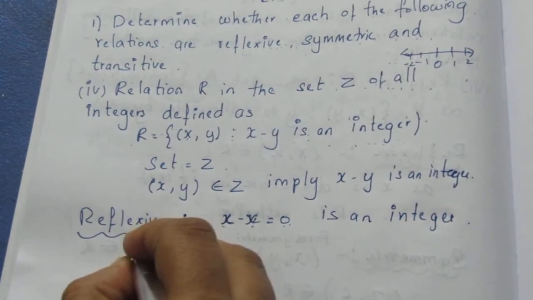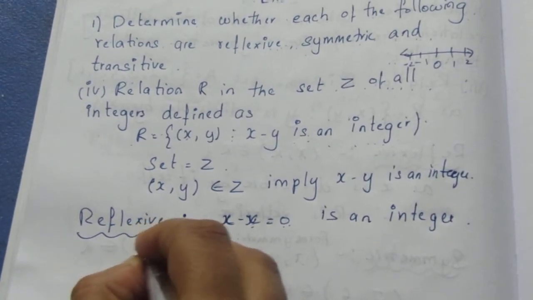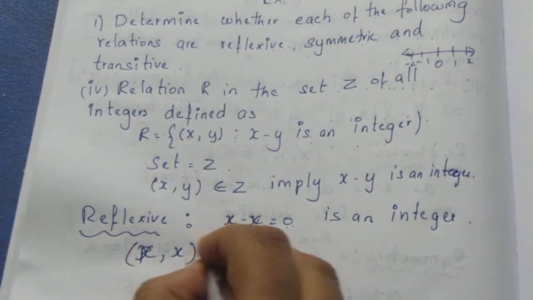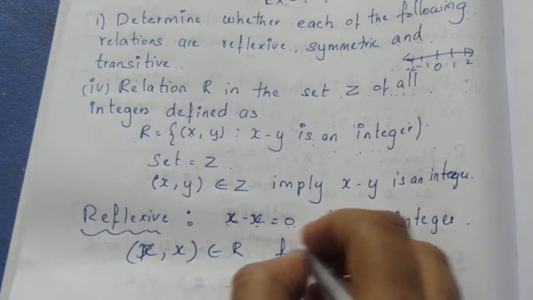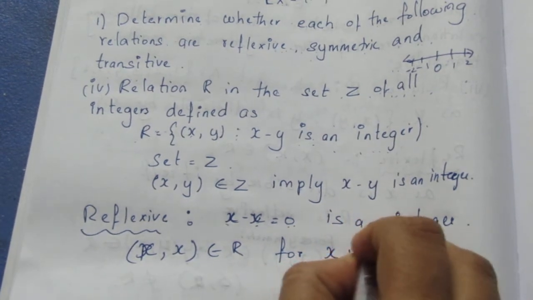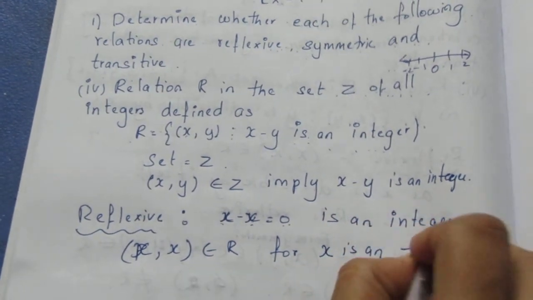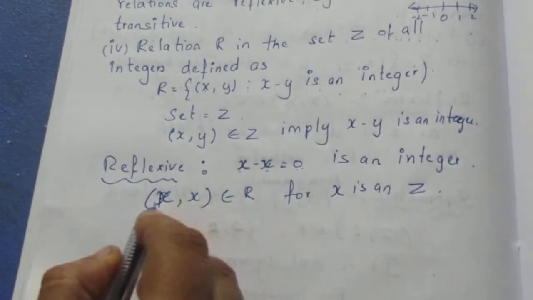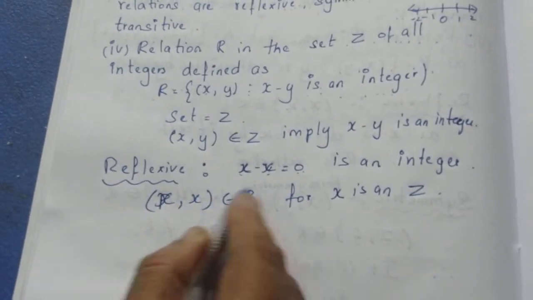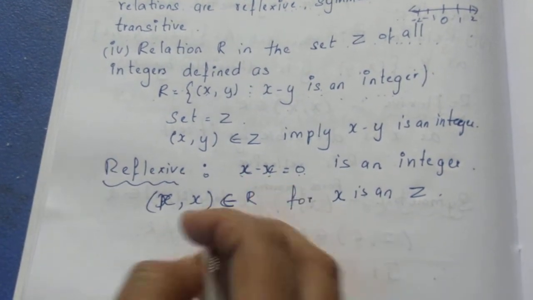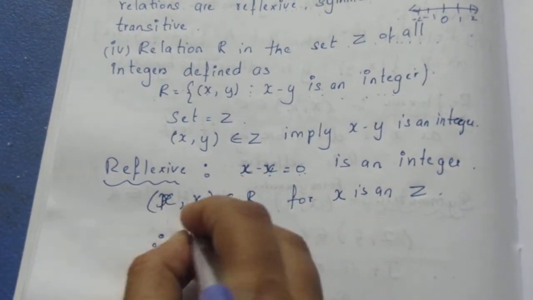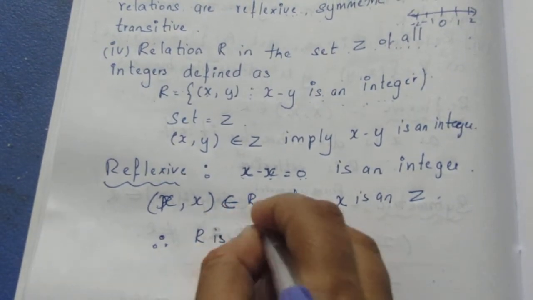So we can say that (x, x) belongs to R for x an integer. If x is an integer, when we subtract the integer, we know that it is 0, and it is an integer, so it belongs to R. Therefore, R is reflexive.